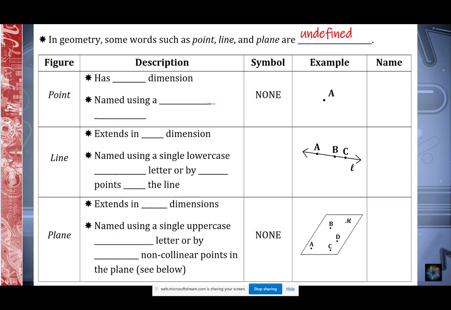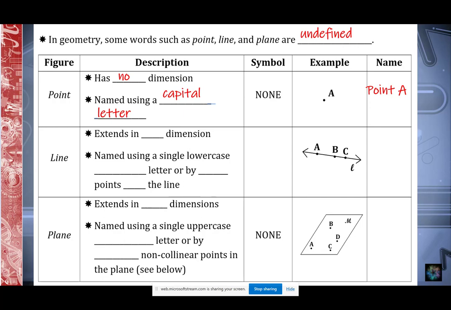These are existence concepts. And the point, weirdly enough, has no dimension. Even though we can see it, it does not have any dimension at all. And it is just named using a capital letter. There is no symbol that we use for a point. When we see it on a page, it's a point, and there is a label next to it. And we will say point A, but a lot of times we will just use that letter A. It depends on context.